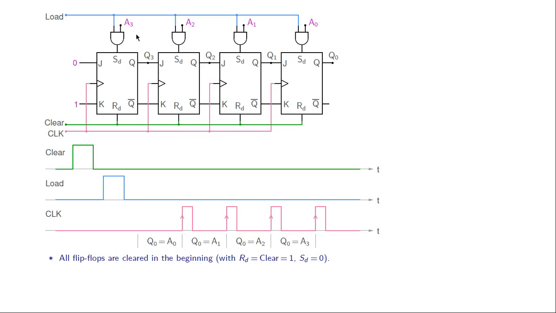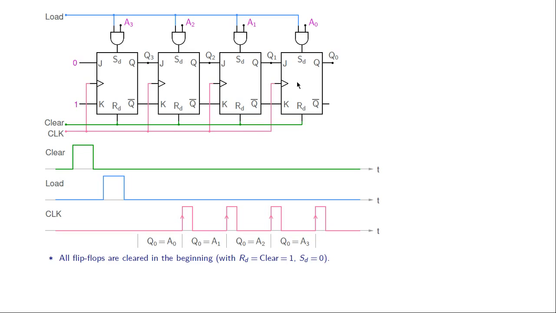Now consider A3 to be 1. In that case SD will be 1 and RD is 0. So therefore the flip-flop output Q3 will get set to 1. In other words, if A3 is 0, then Q3 would be 0 at this time, and if A3 was 1, then Q3 would be 1. So this bit here is simply getting loaded into this flip-flop, and similarly A2 will get loaded here, etc. So this entire binary number has now got loaded into this shift register.